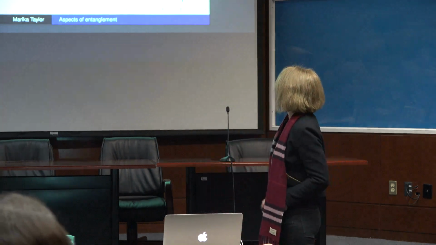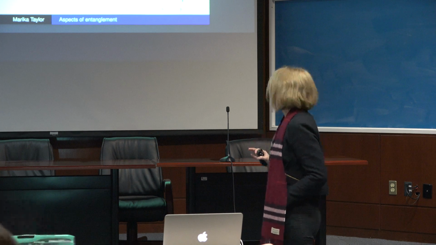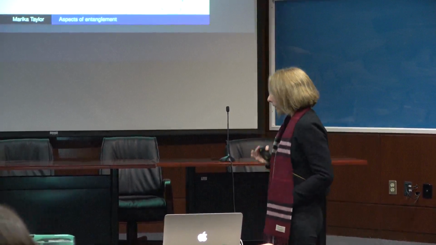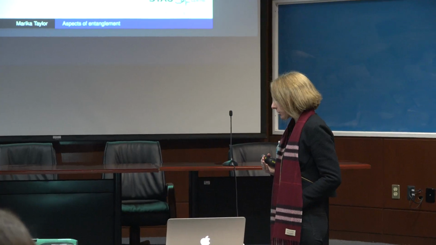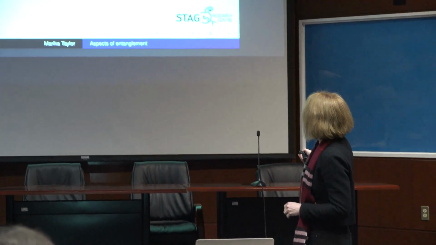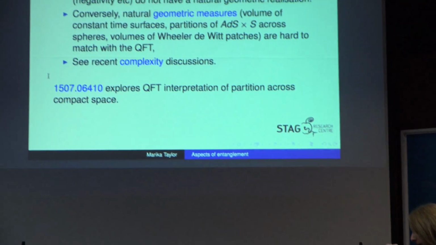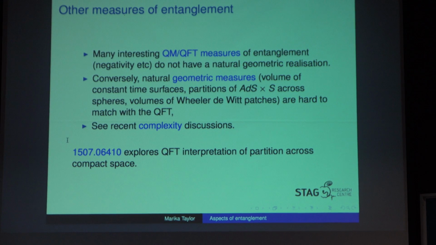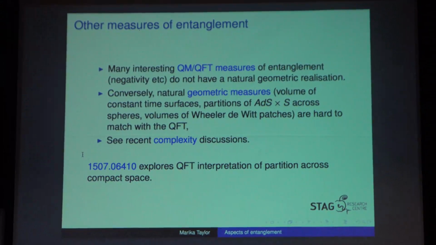So one of the things I was doing in this paper was exploring, amongst other things, whether there was a quantum field theory interpretation of taking an AdS cross S space-time and then cutting it across the sphere. Was there some kind of entanglement notion in the quantum field theory? And I think the summary was there probably is, but it's something which is incredibly unnatural, even more unnatural than the differential entropy, which many people here have been thinking about.